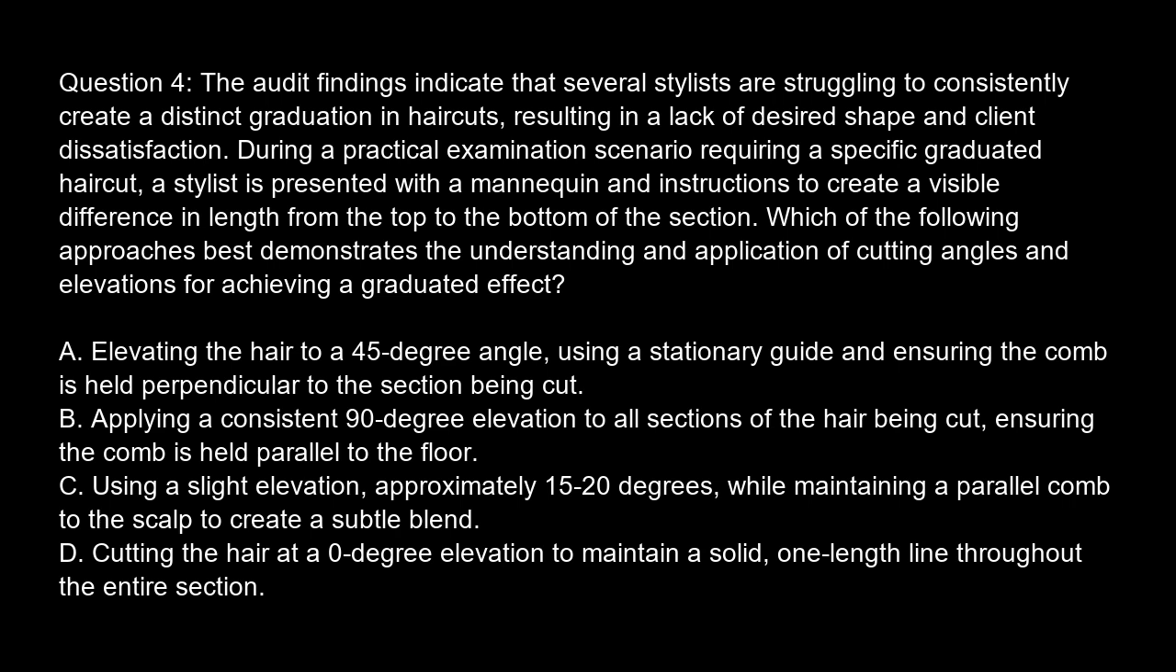Option A. Elevating the hair to a 45-degree angle using a stationary guide and ensuring the comb is held perpendicular to the section being cut. Option B. Applying a consistent 90-degree elevation to all sections of the hair being cut, ensuring the comb is held parallel to the floor. Option C. Using a slight elevation, approximately 15-20 degrees, while maintaining a parallel comb to the scalp to create a subtle blend. Option D. Cutting the hair at a 0-degree elevation to maintain a solid, one-length line throughout the entire section.